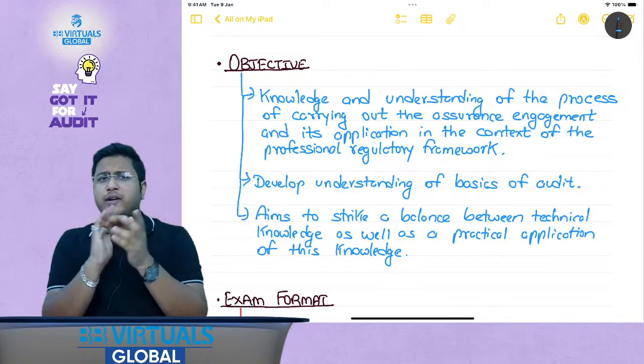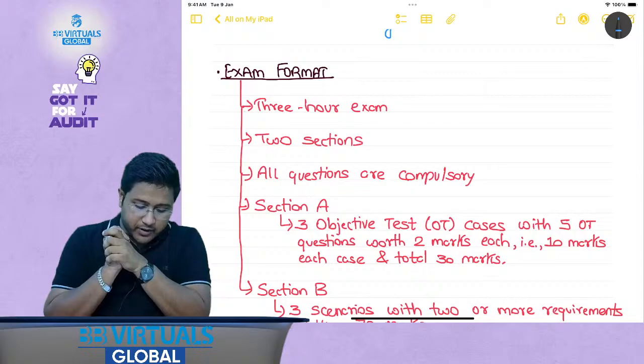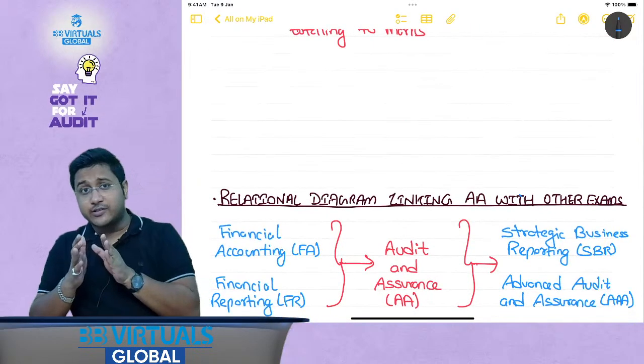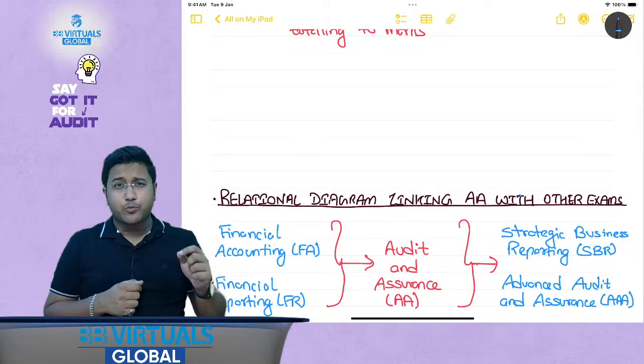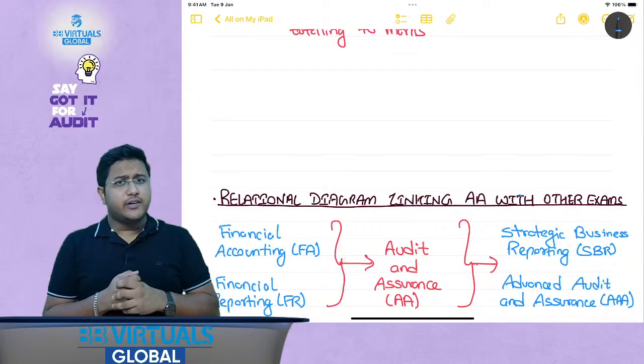So we will be discussing the objective. Then we will be discussing the exam format. What is a Section B question? What is a Section A question? Is there any Section C question? What is going to be the format? What is going to be the weightage of objective type questions versus the descriptive type questions?